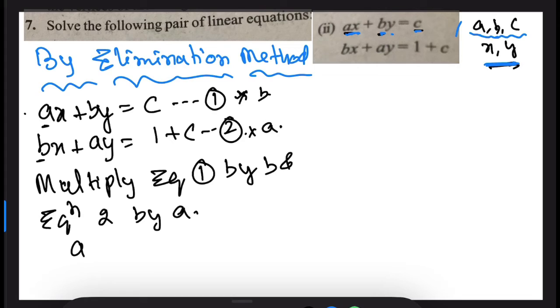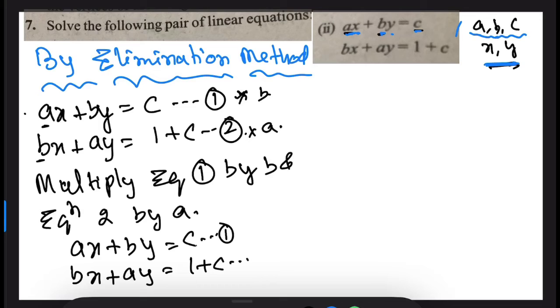Okay, so ax plus by equals c. This is our first equation. Then bx plus ay equals 1 plus c. This is our second equation. We shall multiply these two equations. The coefficient of x in the second equation is b, so you multiply with this b. And the coefficient of x in the first equation is a, so you multiply the second equation with a.